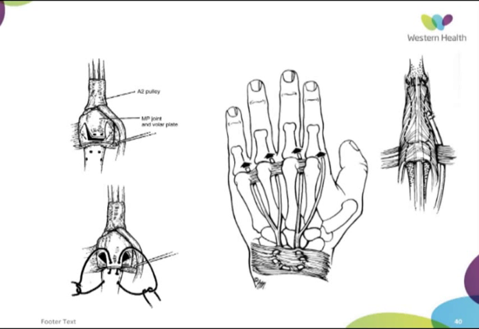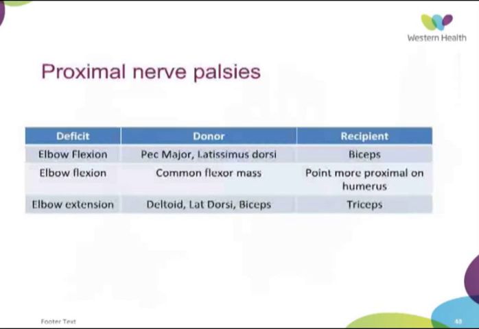And this is another type of tenodesis, where you detach the FDS distally, pass it through the A1 pulley on the volar aspect, and suture it back to itself. So this will help with MP flexion. So they're the main types of tendon transfers that you use.